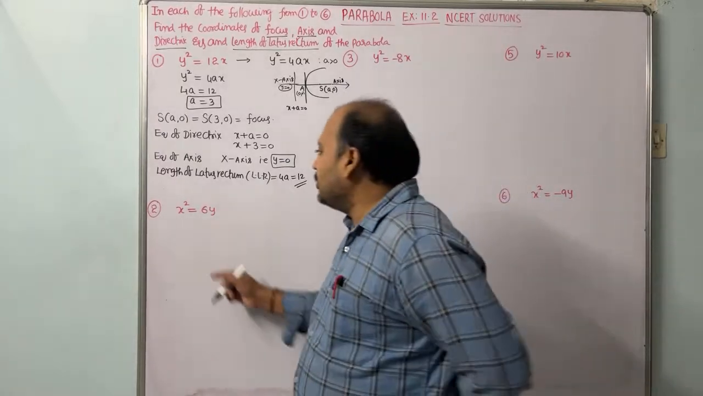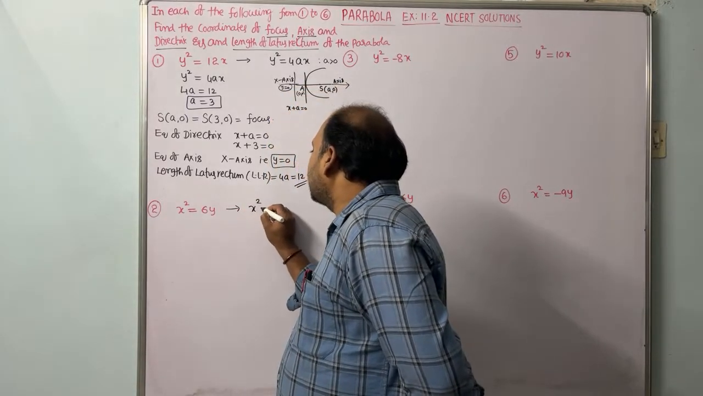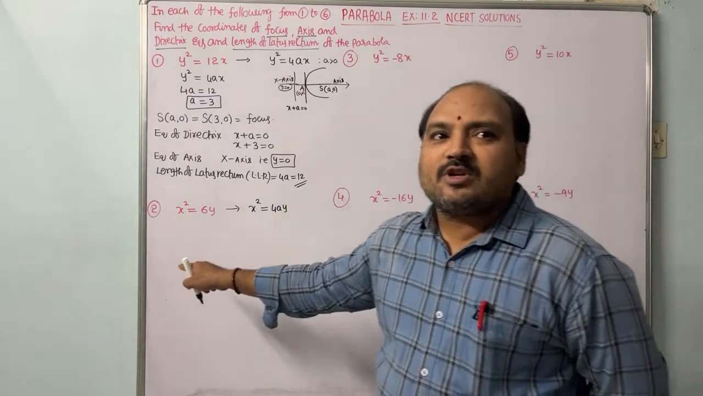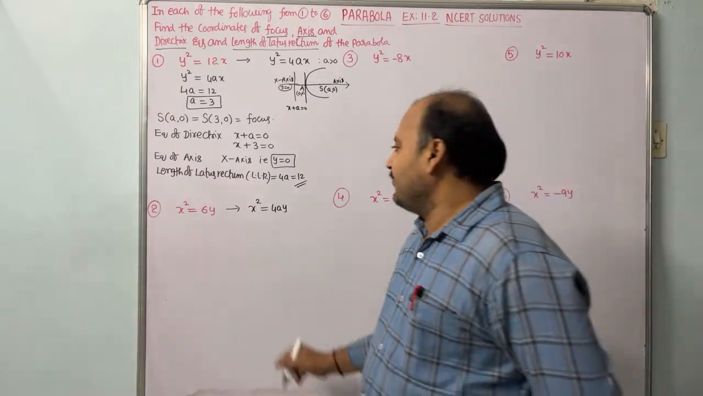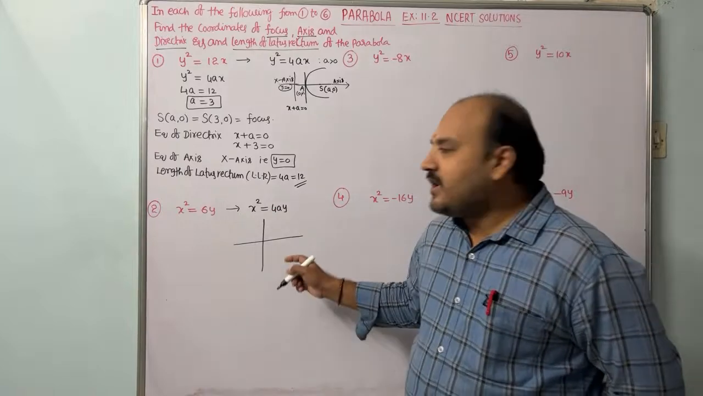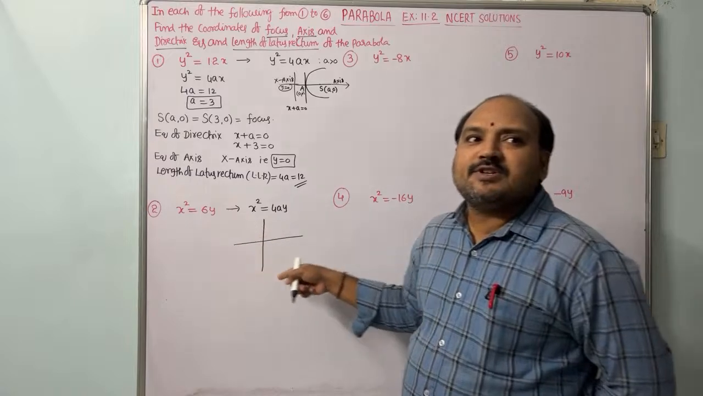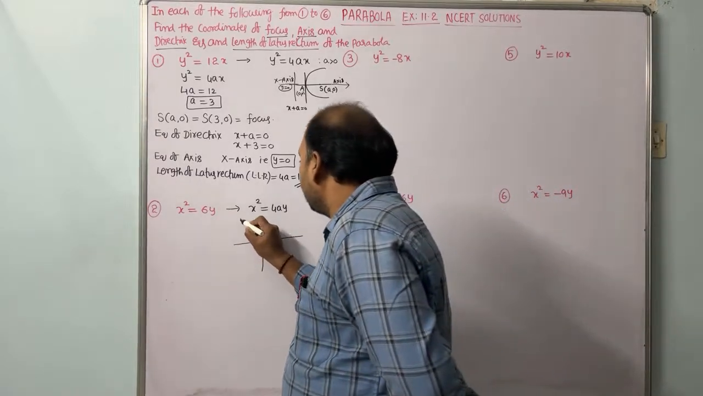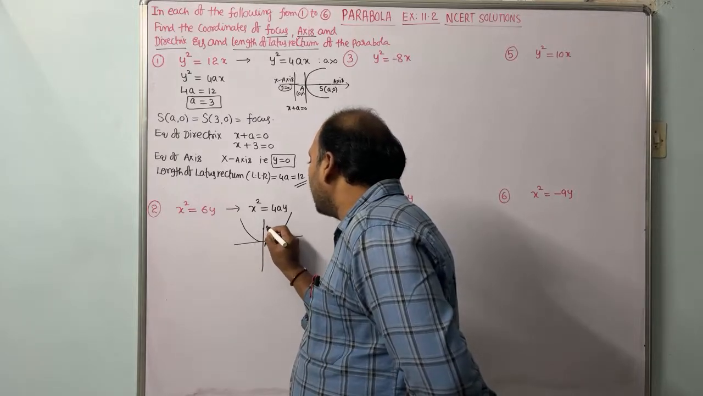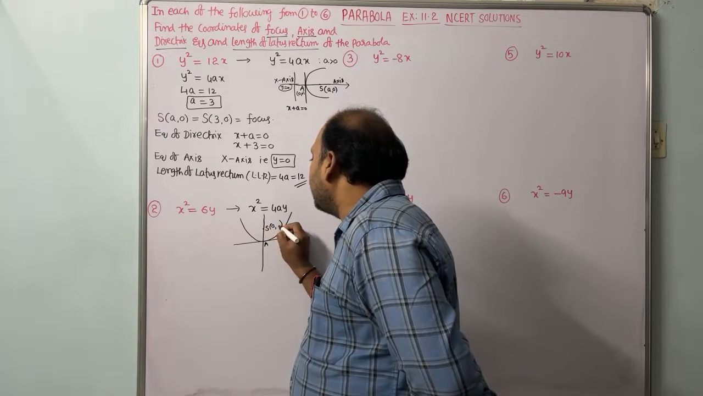In question number 2, compare the given equation of parabola with x square is equal to 4ay. First I will explain how the given parabola will look. This is an upward parabola. It is symmetric about the y-axis, since when x has an even power it is symmetric about the y-axis. This is the vertex, this is the focus. Focus lies on the y-axis, so it comes as 0, a.